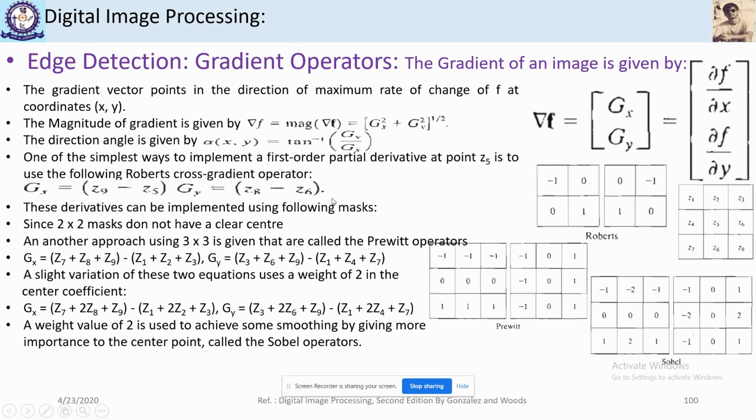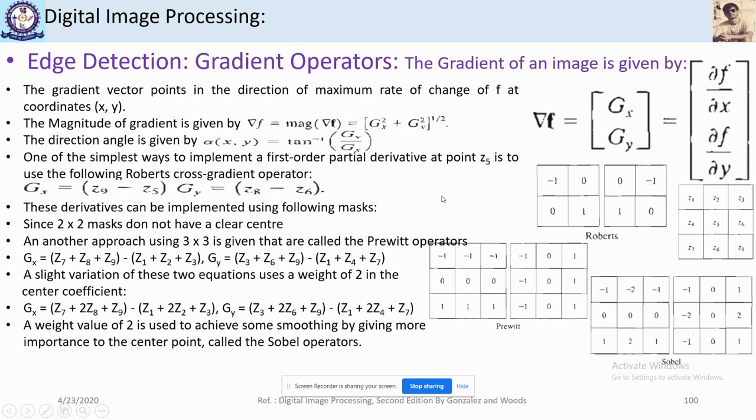This operator can be implemented by using these filter masks. If I have minus 1, 0, 0, and 1, and put it in association with these four pixel values, then the result will be Z9 minus Z5, and the result of the other mask will be Z8 minus Z6. So we get the gradient components in the x direction and y direction.